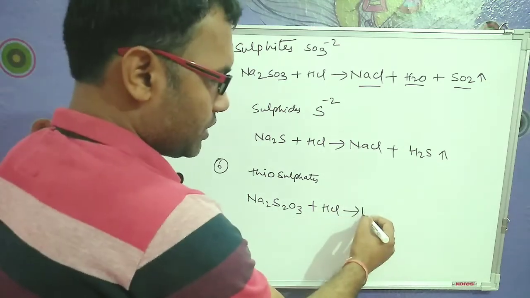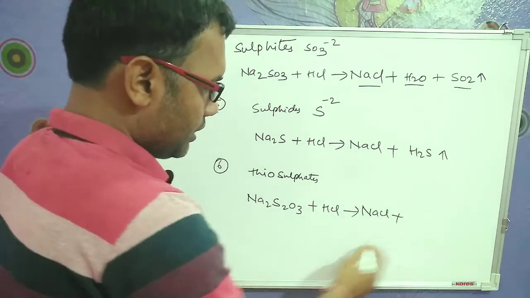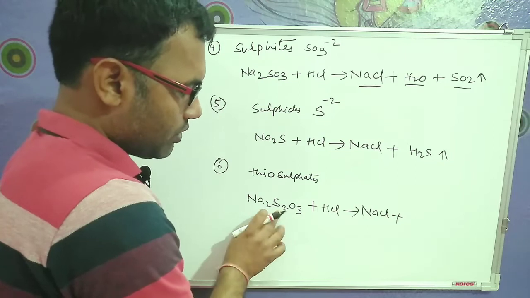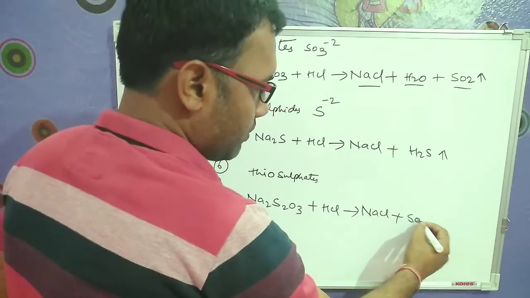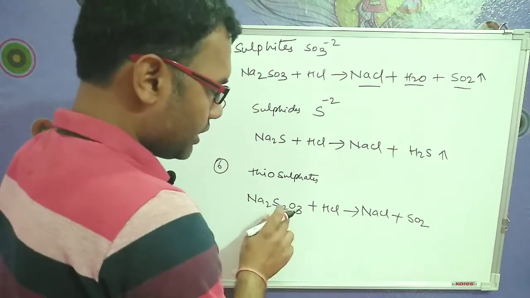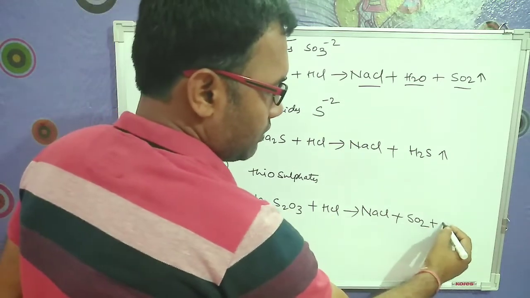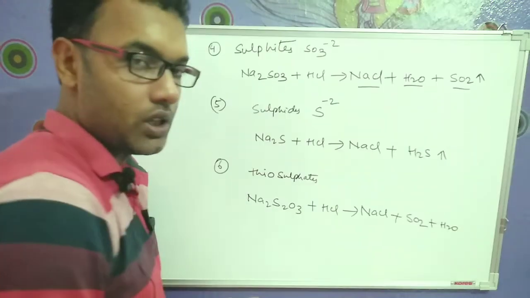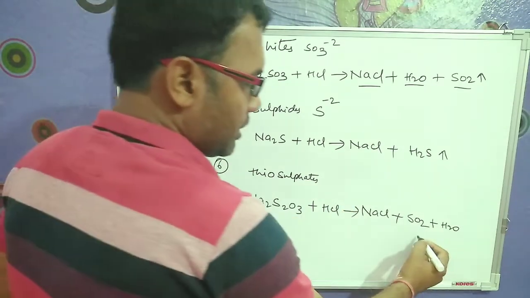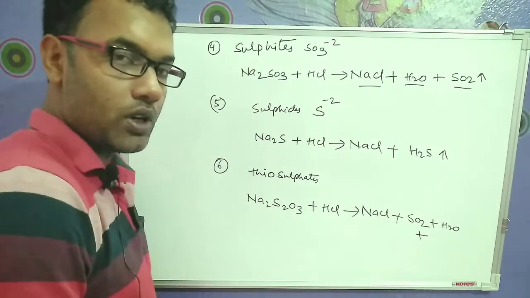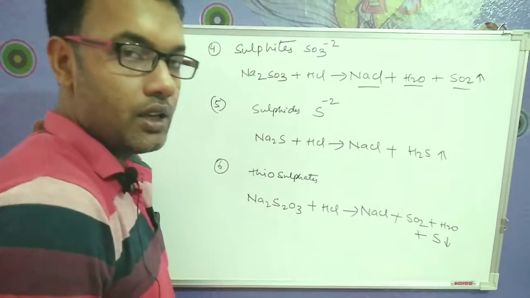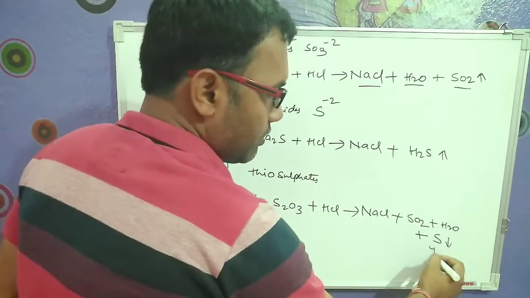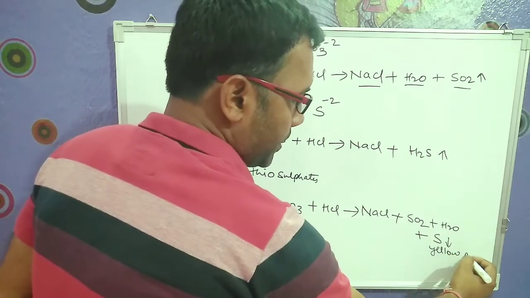A salt formation will be there, NaCl. Then, because sulfur is present and oxygen is present, there will be a formation of sulfur dioxide. Then oxygen and hydrogen are there, so there will be a formation of water. What is the main thing is there will be one more product formed here, and that will be your sulfur, which is a precipitate. And what is the color of the precipitate? It will be a yellow PPT.